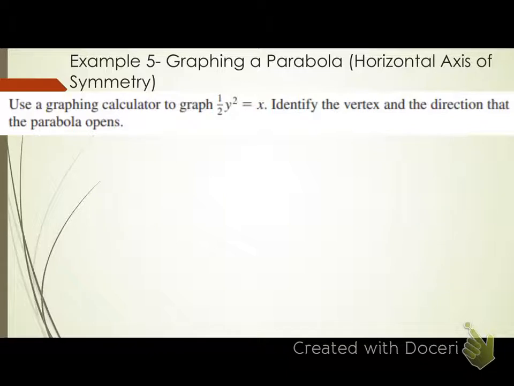So what would be my first step here to get y by itself? Not yet. I like that thought though. Keep that thought in mind. What would be my first step to get y by itself? Divide both sides by 1/2. Because y squared is being multiplied by 1/2, the inverse of that is divide.